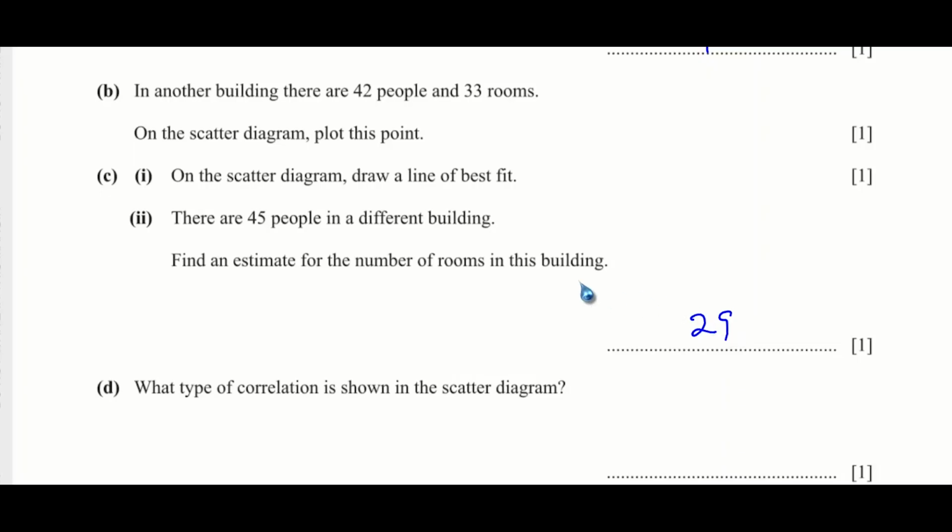Your answer might be different. It should be within a given range according to Cambridge Assessment International Education. Next, what type of correlation is shown in this scatter diagram? Let's observe the scatter diagram.